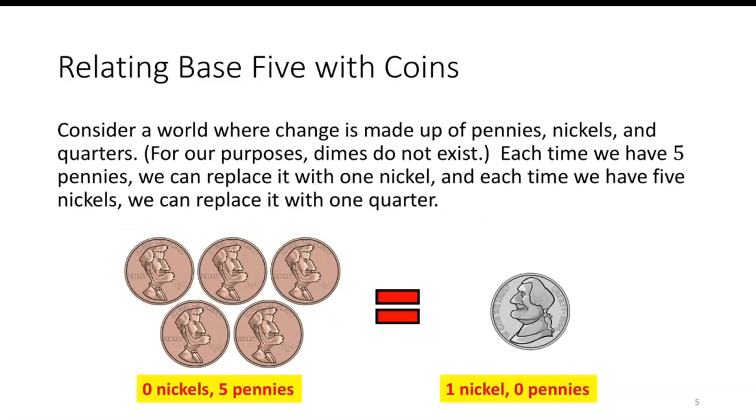Consider a world where change is made up of pennies, nickels, and quarters. So let's say a nickel is 5 pennies, a quarter is 5 nickels. So for our purposes, we'll say dimes don't exist. Each time we have 5 pennies, we can replace it with 1 nickel. And each time we have 5 nickels, we can replace it with 1 quarter.